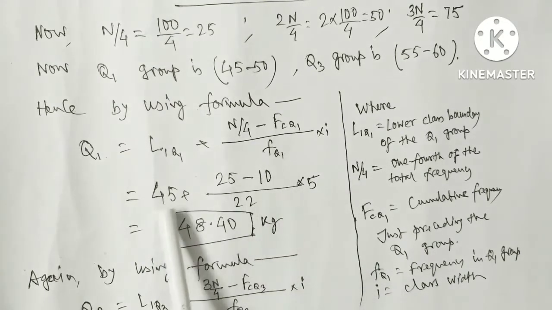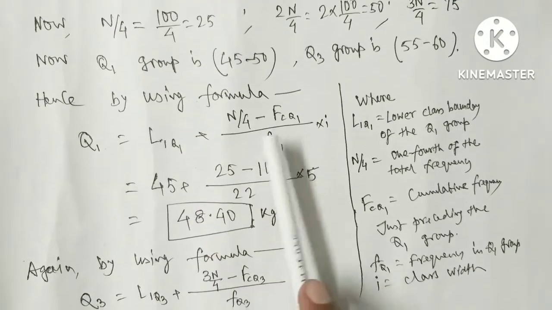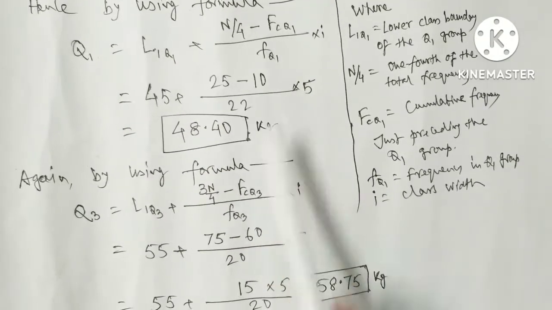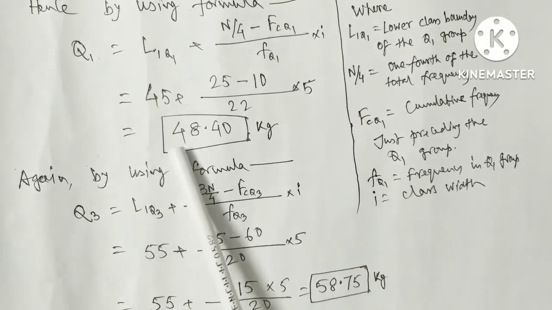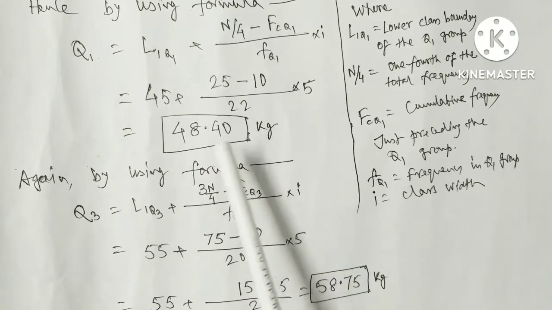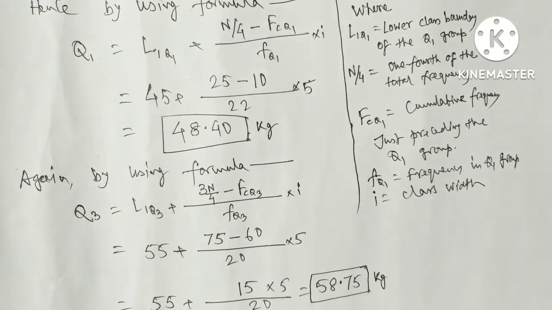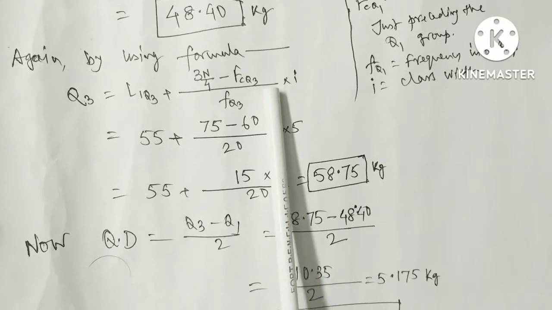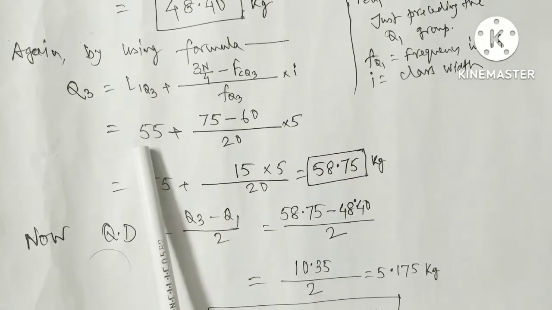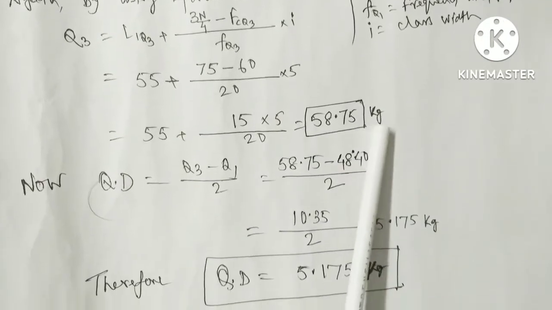By this, we put here 45 as L1, n by 4 as 25, FC as 10, F as 22, into 5, and we get 48.40 kg. The value of quartile 1 is 48.40 kg. Similarly, we use for quartile 3 the formula L1 plus (3n by 4 minus FC) by F times i, and we put in the values and get Q3 equals 58.75 kg.